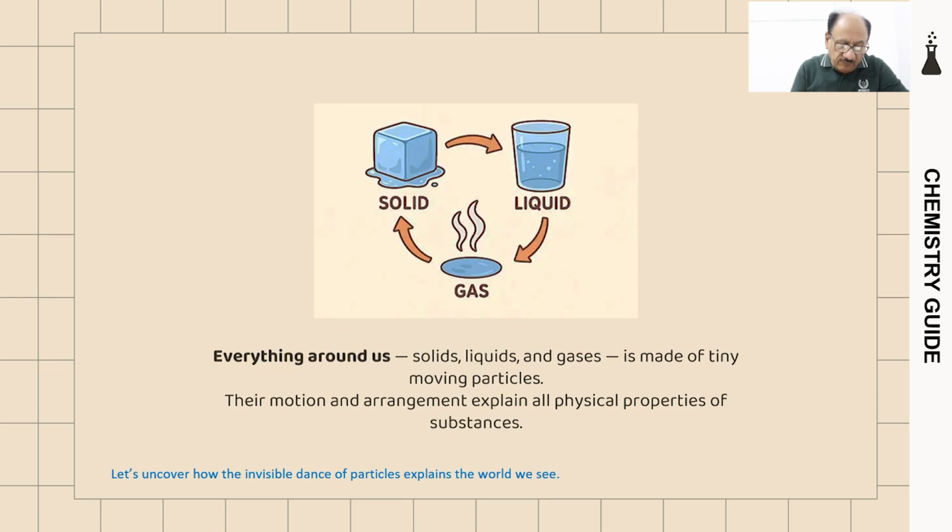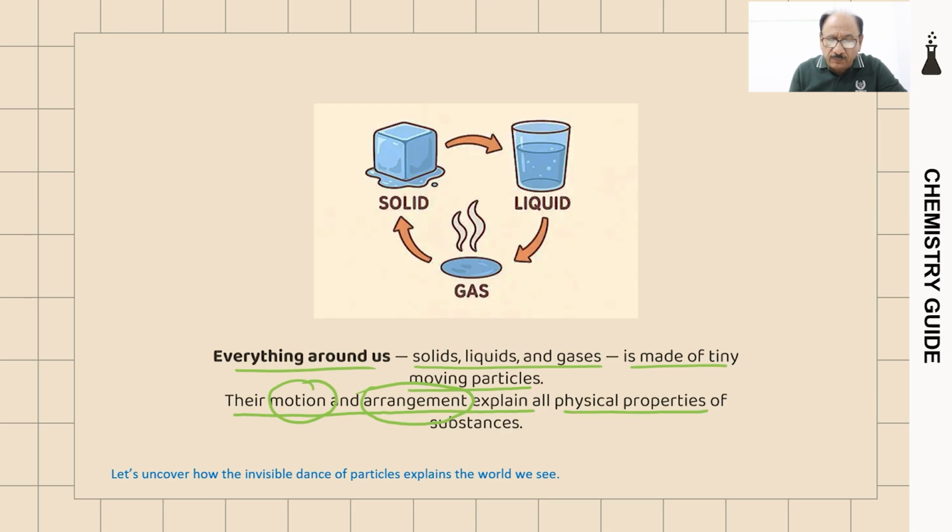We see that everything around us, solid, liquid, and gases, is made of tiny moving particles. This is according to the kinetic molecular theory of matter, that all the states of matter, solid, liquid, gases, are made up of tiny particles, and their motion and arrangement. Motion is very important, and arrangement of molecules is also very important and explains all the physical properties.